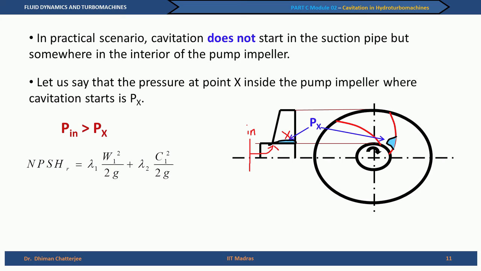So, the usual correlation that is given by the manufacturer will be in the form of lambda 1 (some constant) W 1 square by 2g plus lambda 2 C 1 square by 2g.